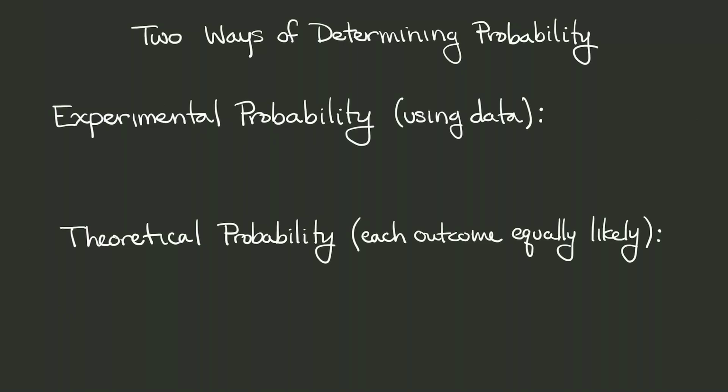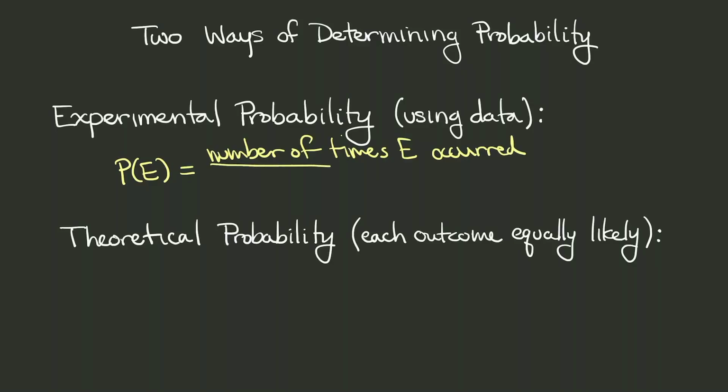We have two main ways of determining probability. The first one is experimental probability, which we compute using data. For example, if we want the probability of an event E, what we do is we take the number of times that event occurred and we divide that by the total number of trials of the experiment.